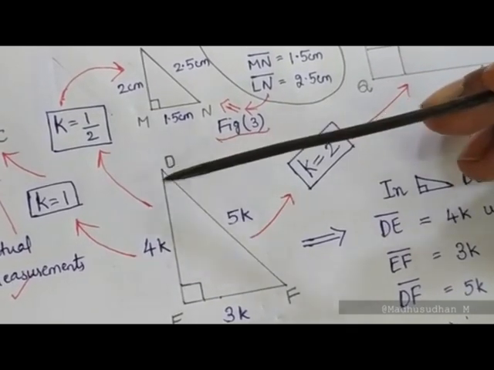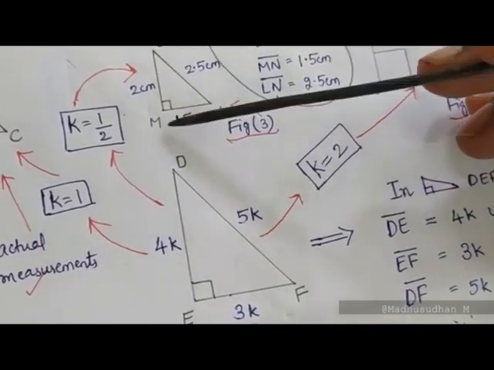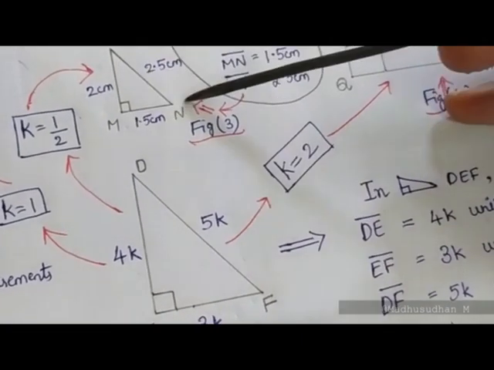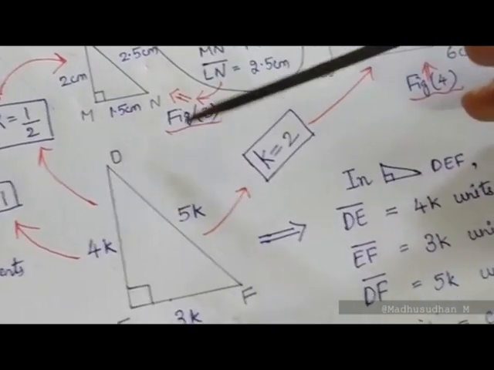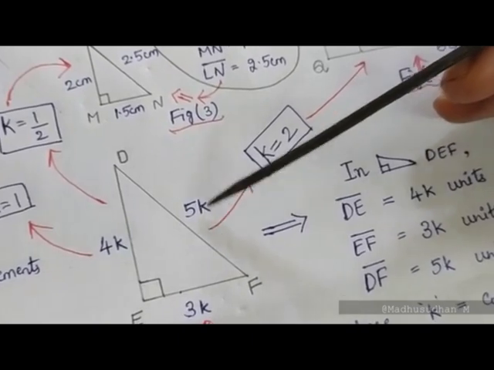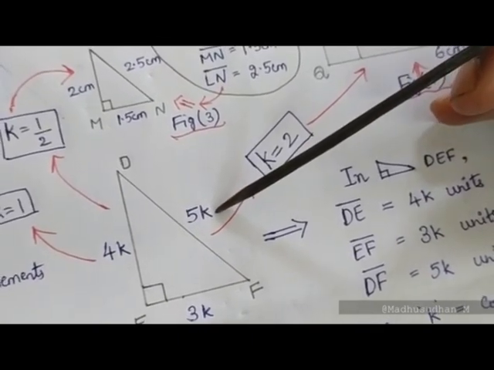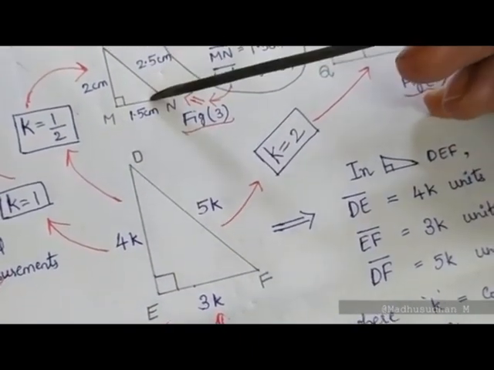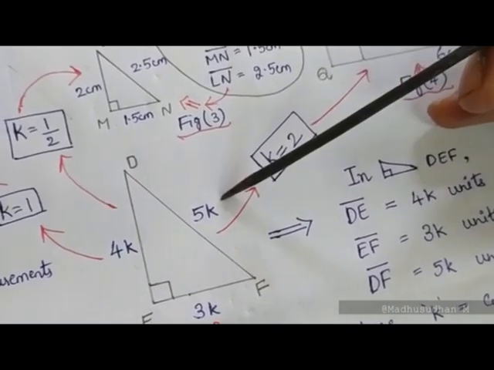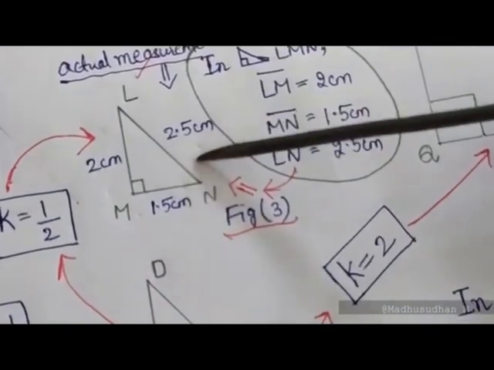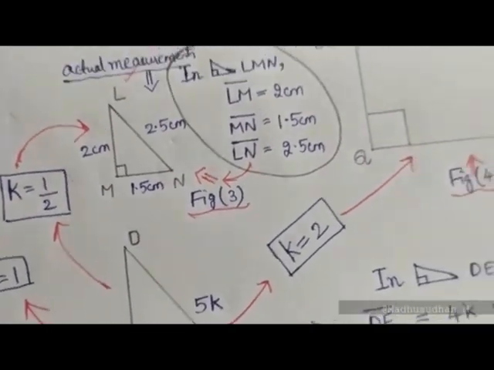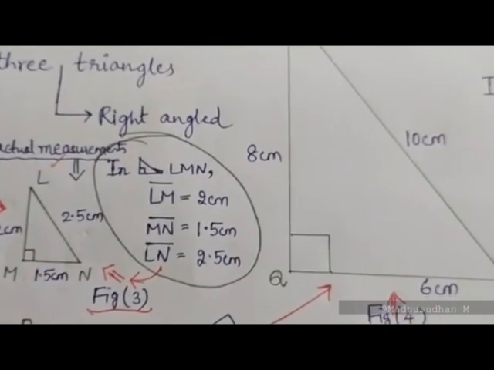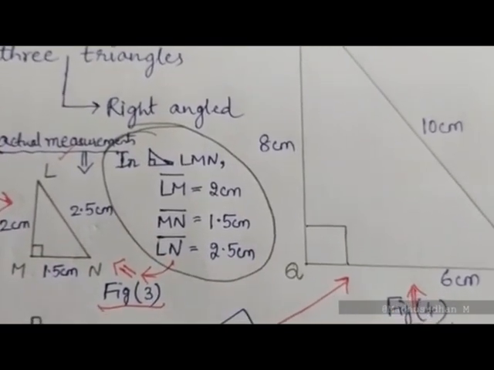So correspondingly DE, correspondingly LM. LN is equal to 2.5 centimeters. This is the actual length in centimeters. And even DF, 5K. When K equals 1 by 2, when I compare figure 1 with figure 3 here, DF, which was 5K, here LN is equal to 5 multiplied with 1 by 2, it has become 2.5 centimeters. Followed it?